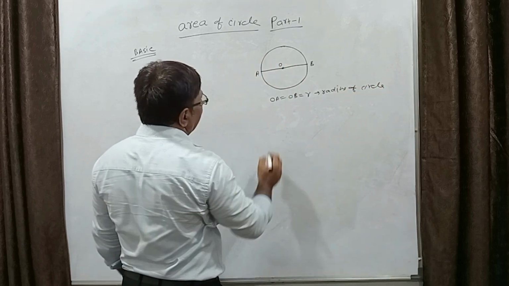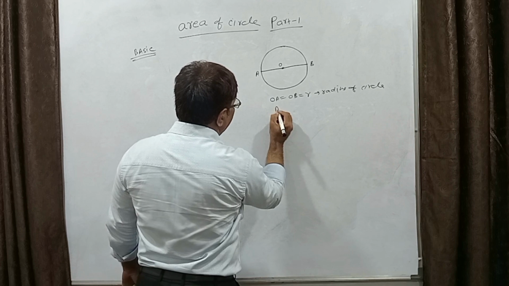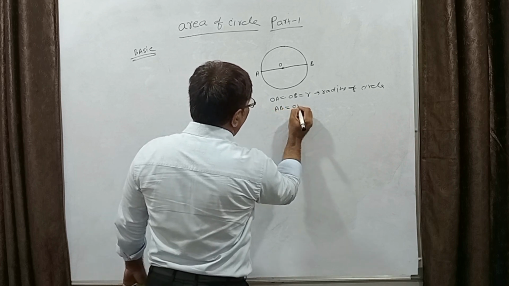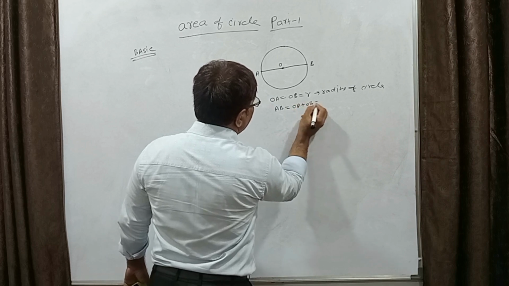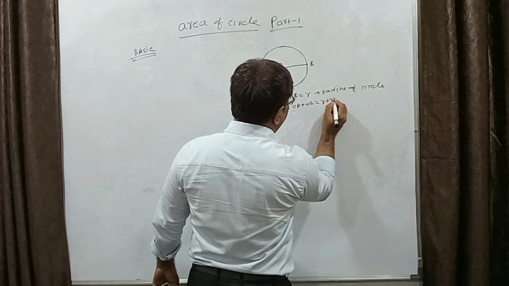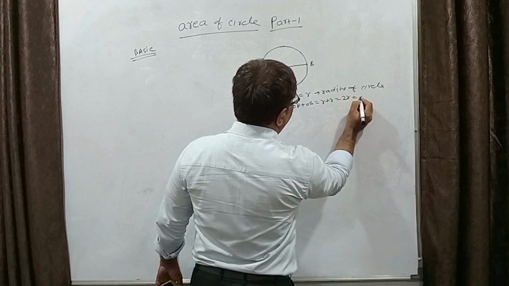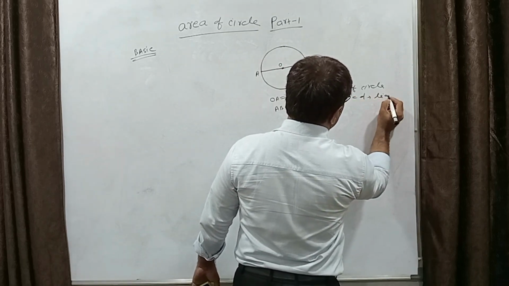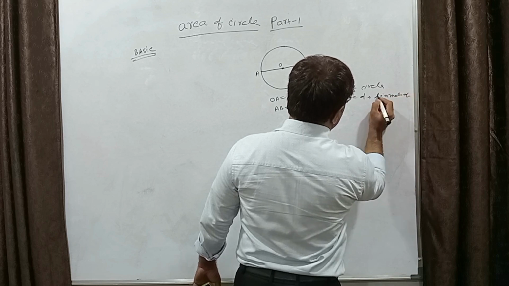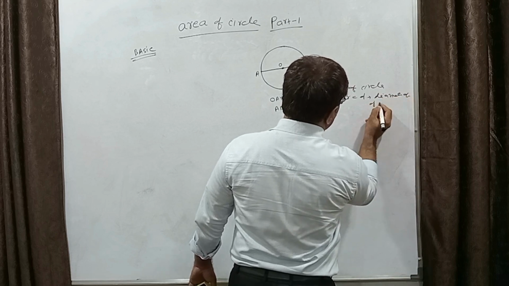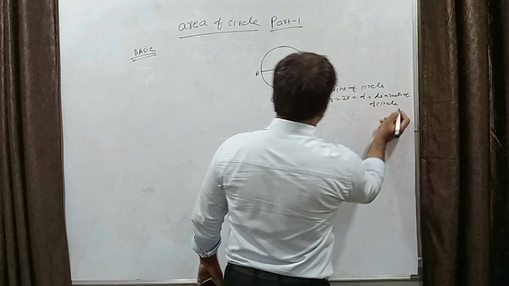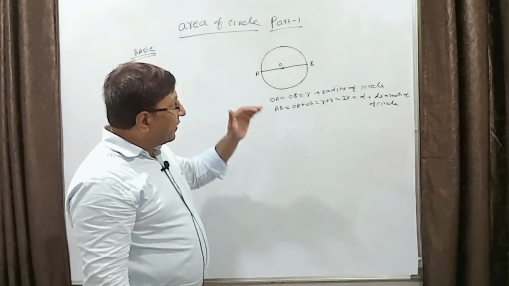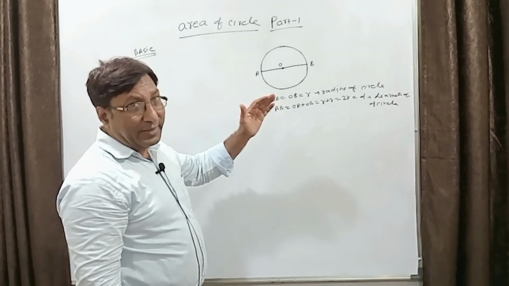In the same way, this is AB. So AB equal to what? That is OA plus OB. That means R plus R, that is 2R. It is called D. So this is what? Diameter of circle. So any line which touches two points of the circle passing through the center is called diameter.